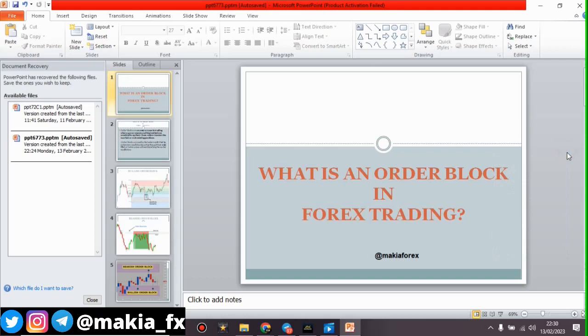The first concept I'll be explaining is what is an order block in forex trading.